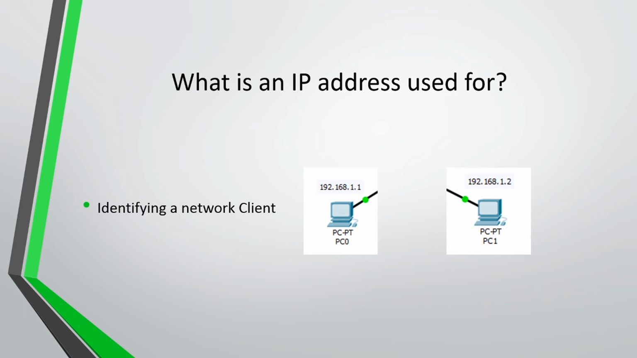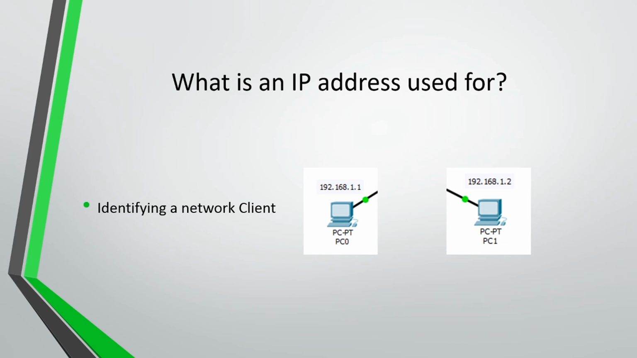The IP address is used for identifying a network client, as we explained just now. Each device has its own IP address, and it uses this IP address whenever it wants to communicate with another device on the network. Let's say, for example, PC0 wants to communicate with PC1. PC0 will send out a message using something called a packet, and this packet includes the source and the destination IP address.